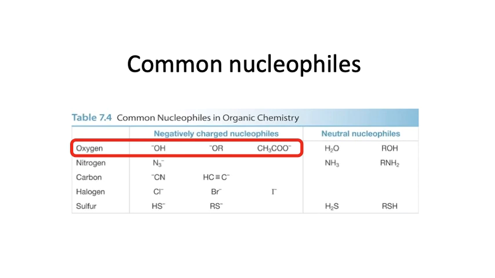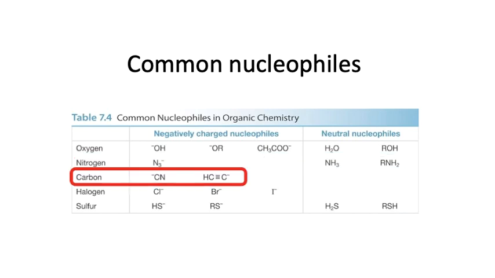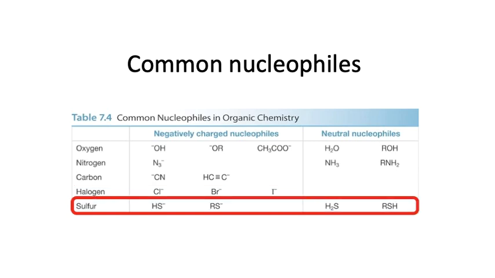Anything generally with an O- is going to be a pretty good nucleophile. N- and even neutral amines are good nucleophiles. Carbon-based nucleophiles, carbon with a negative charge, and the halides, except for fluorides, work as nucleophiles, with iodide being the best halide. Sulfur is such a good nucleophile that it works in the SN2 reaction even when it is neutral.